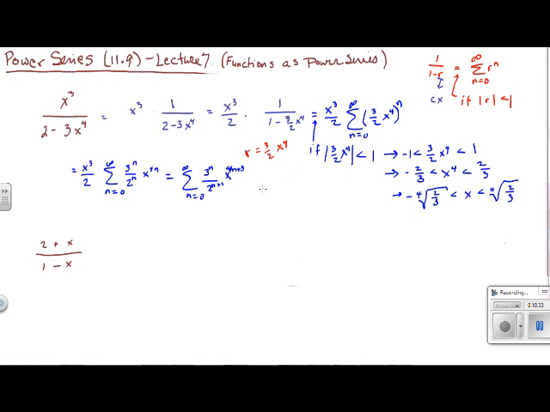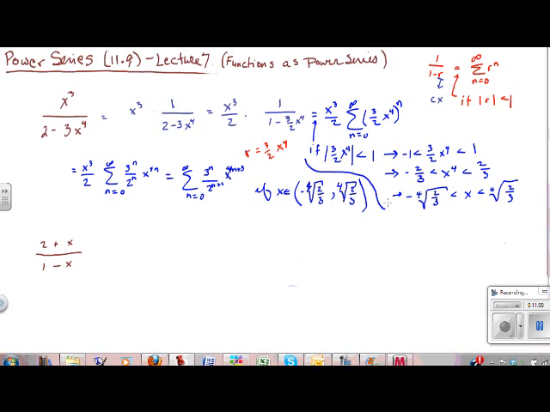And again, that's if this function here is equal to this power series expanded around 0 if x is in that interval: negative the fourth root of 2/3 to the fourth root of 2/3. Okay, so let's do one more here.